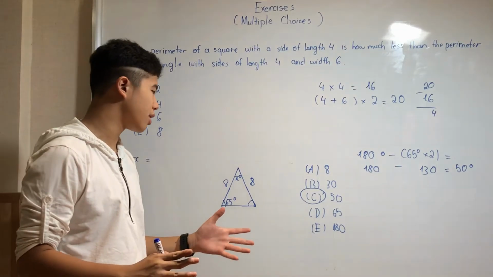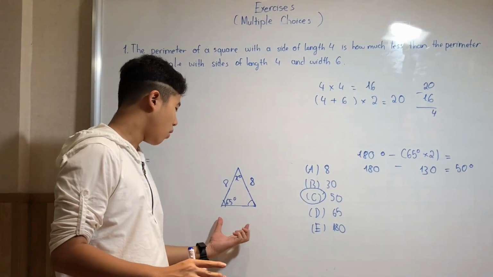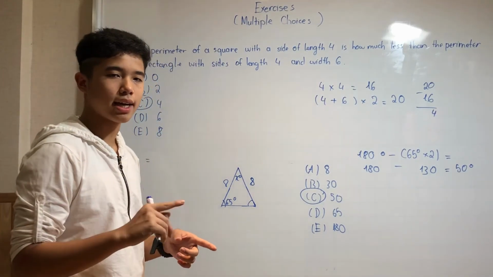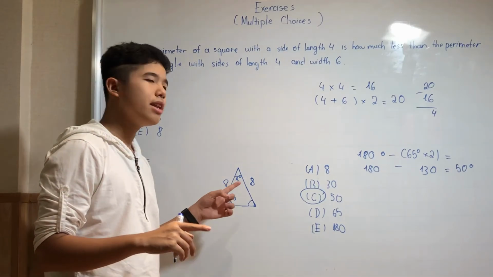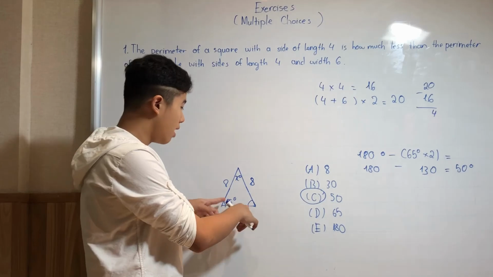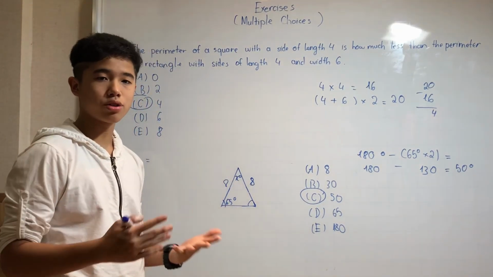Remember, isosceles triangle, if 2 of the sides are equal or 2 of the angles right here are equal, that triangle is an isosceles triangle. And in the isosceles triangle, 2 angles right here are equal, and the 2 sides here are equal also.